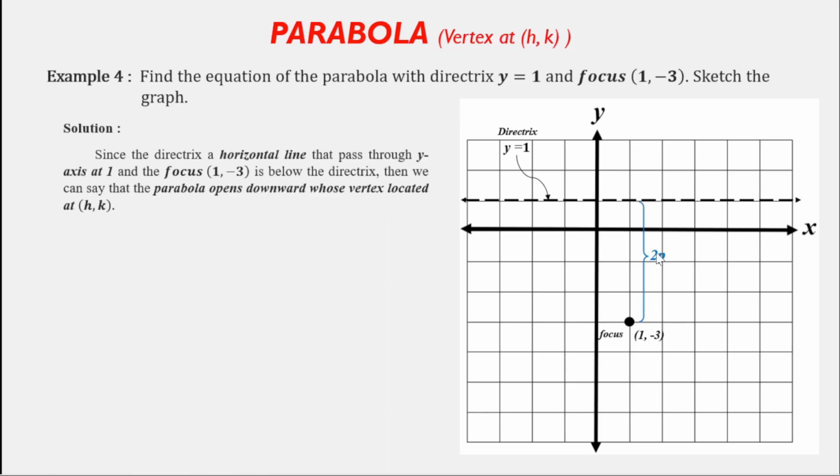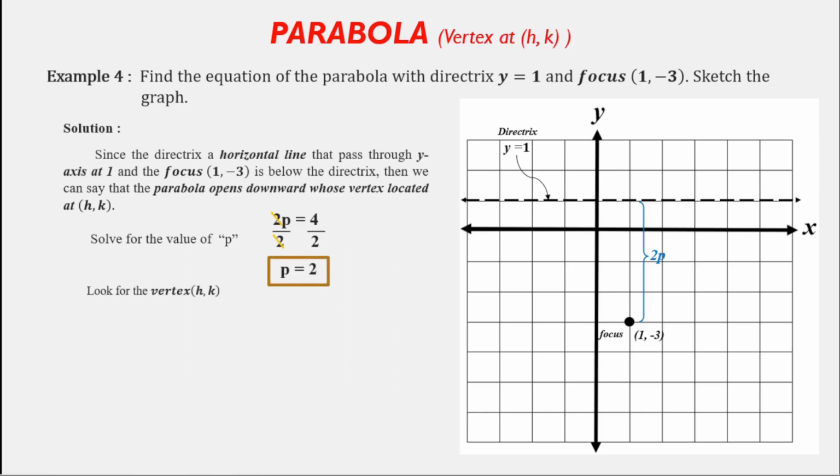As you can see, by inspection, the distance from the directrix to the focus is 4 units. And take note that the distance from the focus to the directrix is twice the value of p. So we solve for the value of p by equating 2p equal to 4. Then divide both sides by 2. Then the value of p is equal to 2.